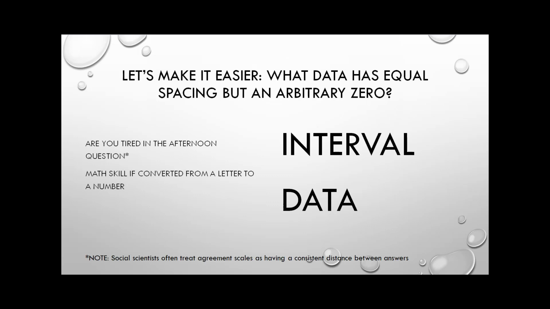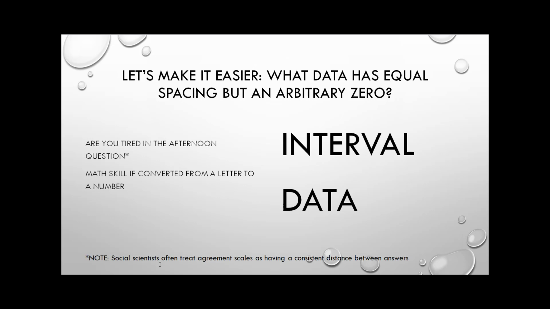Interval data is data that has equal spacing but an arbitrary zero. So take the "are you tired in the afternoon" question, where they're ranking things from 1 to 5, that's an arbitrary zero. A ranking of 5 is not twice as good as a ranking of 2.5. So it's in the order and they're equally apart. And again, math skill, if we converted it from a letter grade to a number, could also be that.